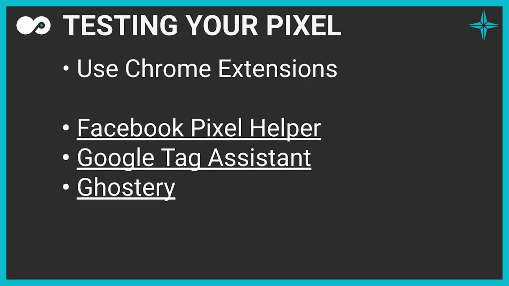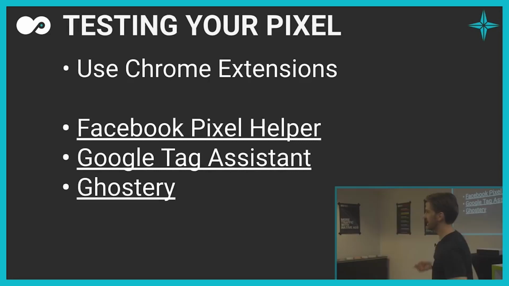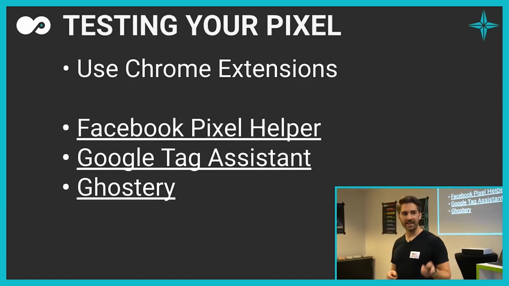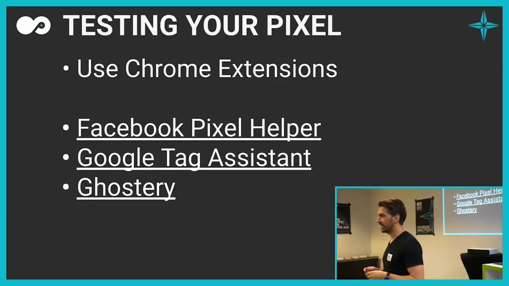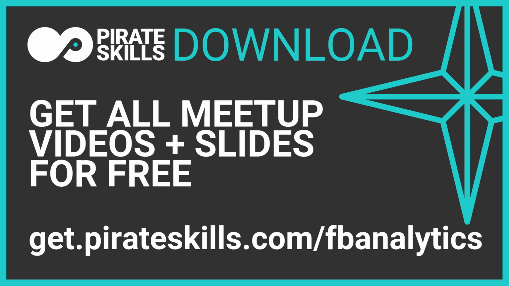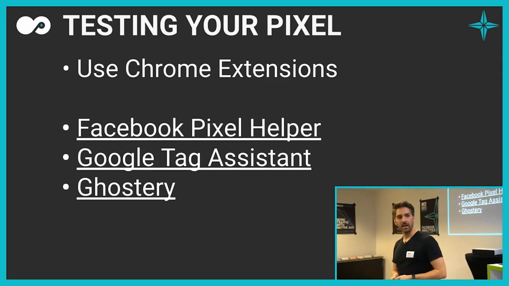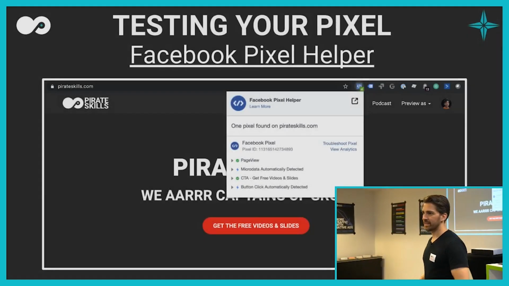So there are 3 tools I would like to show you: the Facebook Pixel Helper, Google Tag Assistant and Ghostery. They're all Chrome plugins that will easily show you whether this is working or not. This is not true for apps. For apps, you better look in the Facebook backend. But let me show you what those 3 are doing.